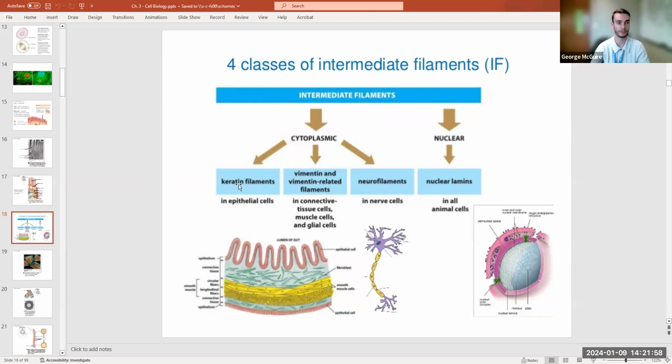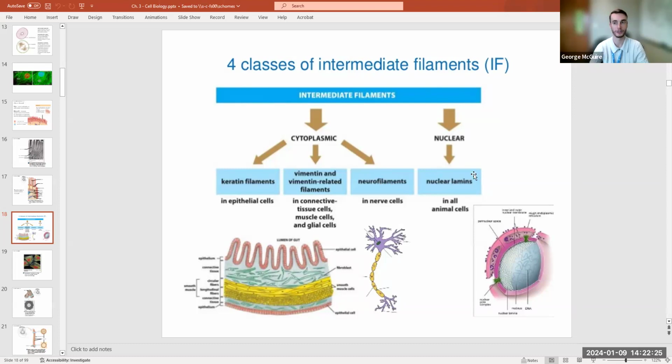So those keratin filaments I was talking about, which again are what make our nails and hair, are much more common in our epithelial cells. These are typically what is lining the outer portions of a tissue. Vimentin or vimentin-related filaments are much more common in connective tissues, muscle cells and glial cells. And then we have some intermediate filaments that act as neurofilaments in our nerve cells.